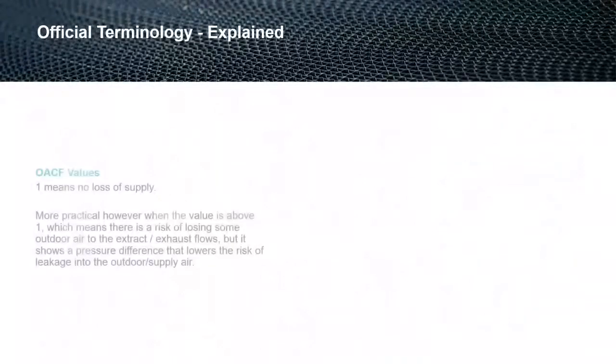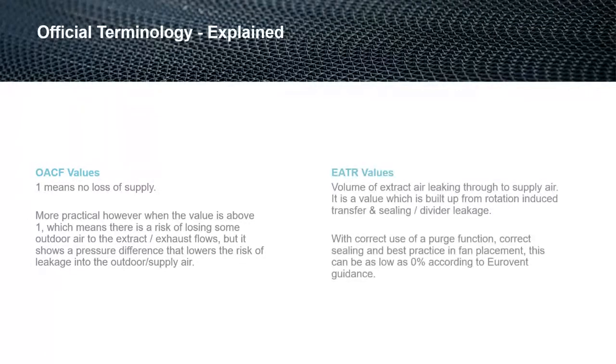When we look at the official terminology, OACF value. In the best of worlds, the OACF should be 1. This means no loss of supply air volume. But in order to avoid leakage in the EATR side, it is better to have an OACF slightly above 1. Now, not forgetting that EATR is the critical side of the leakage, especially with pandemics. This is the leakage of potentially contaminated air from the space into the fresh air supply.